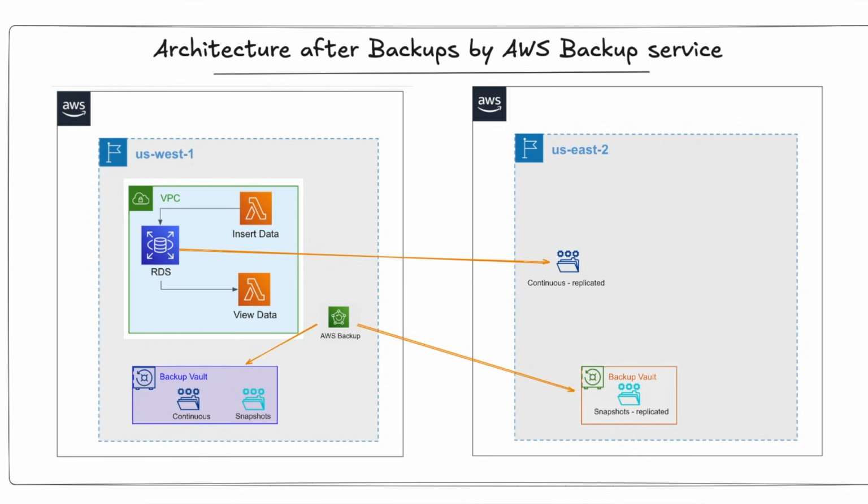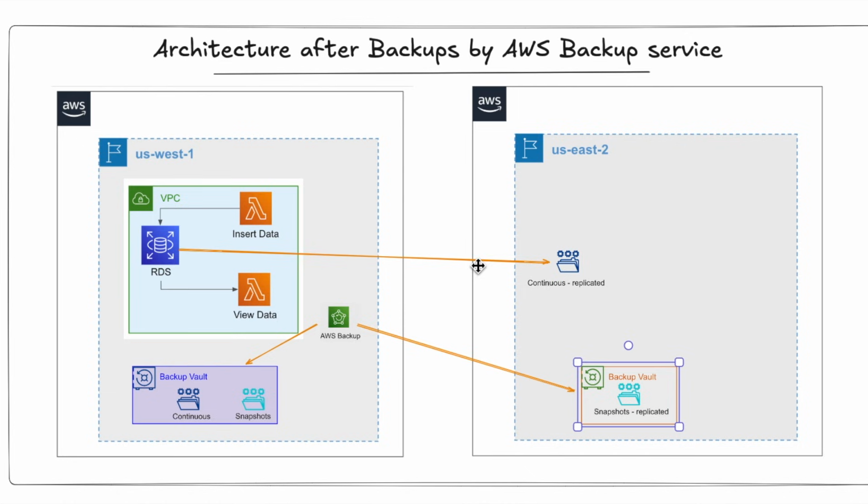So in our updated architecture, we now have our continuous backups being replicated by the RDS service. But remember, these continuous replicated backups do not live inside the backup vault. They are outside the vault. That means they don't get any of the vault level protections that you get when you use the AWS Backup service. So no air-gapped vault, no vault lock, no custom access policies. These specific security compliance controls only apply to snapshot backups stored inside the backup vault.